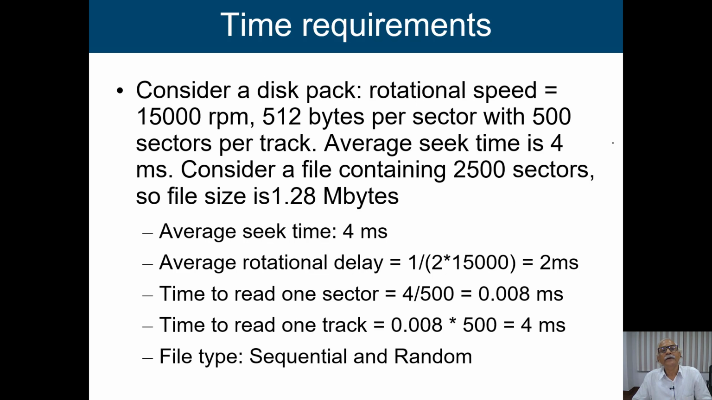Now just look at this simple example of a disk pack. Consider a disk pack with rotational speed of 15,000 RPM, that is, rotations per minute. It says 512 bytes per sector, so the sector size is 512 bytes, with 500 sectors per track. So every track has 500 sectors. The average seek time is given as 4 milliseconds.